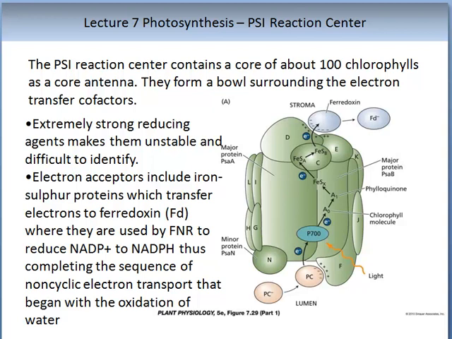The photosystem 1 reaction center contains a core of about 100 chlorophylls as a core antenna. They form a bowl-like structure surrounding the electron transfer cofactors. Extremely strong reducing agents make up the electron acceptors, which are unstable and difficult to identify. Electron acceptors include iron-sulfur proteins, which transfer electrons to ferredoxin, also called Fd, where they are used by FNR to reduce NADP+ to NADPH, thus completing the sequence of non-cyclic electron transport that began with the oxidation of water.